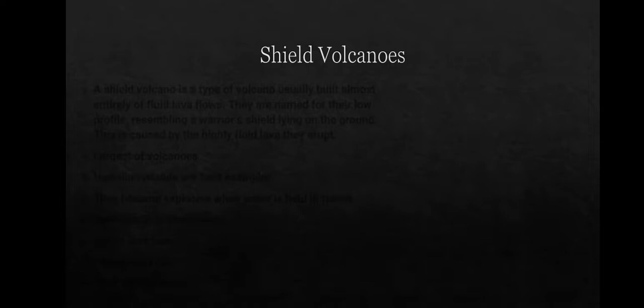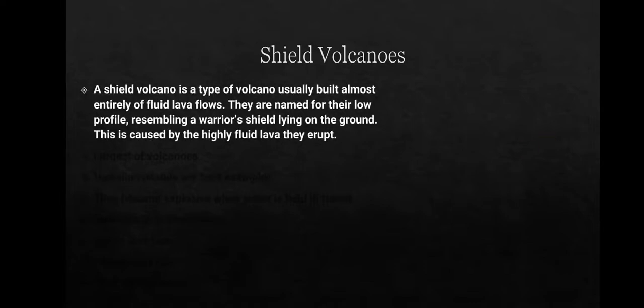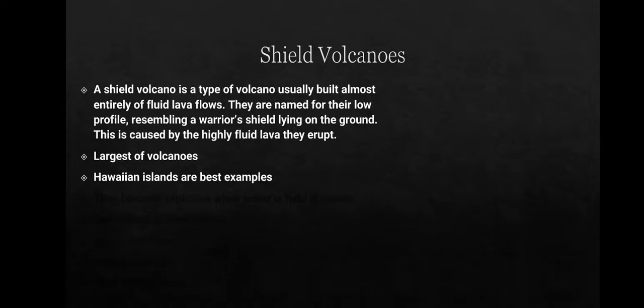Shield volcano, one type of volcano. A shield volcano is a type of volcano usually built almost entirely of fluid lava flows. They are named for their low profile, resembling a warrior's shield lying on the ground. This is caused by the highly fluid lava they erupt. It is one kind of the largest volcanoes. The Hawaiian Islands are the best example.